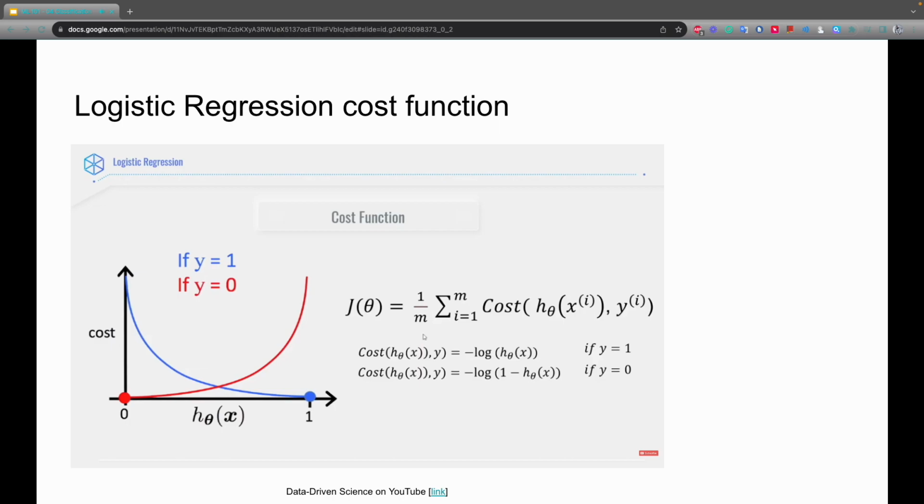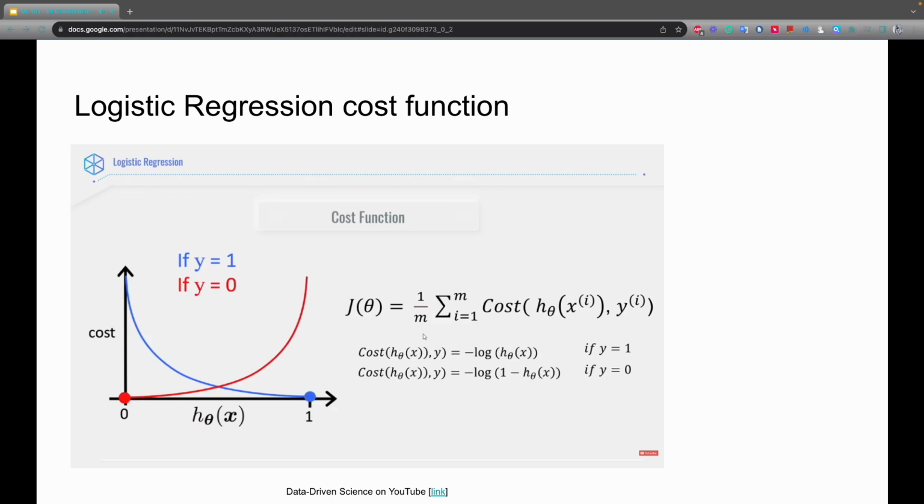Hence, instead of mean squared error, we use this particular cost function. The name of this is cross entropy. It is also known as logarithmic loss. Cross entropy loss can be divided into two separate functions, based on the class y equals 1 and the class y equals 0.